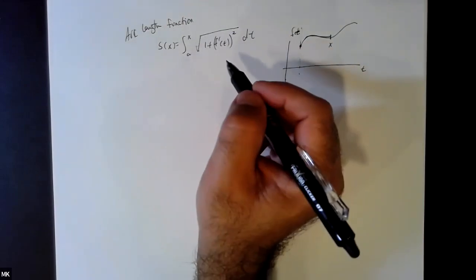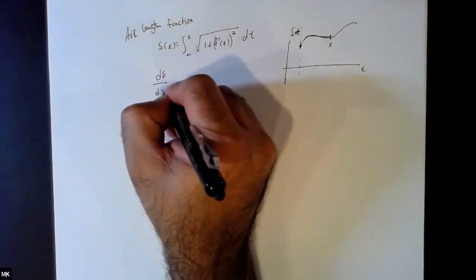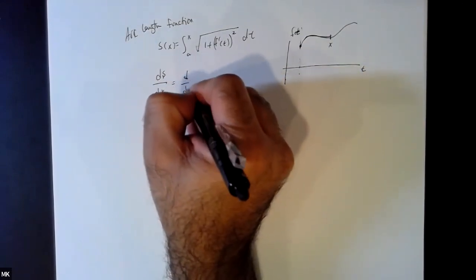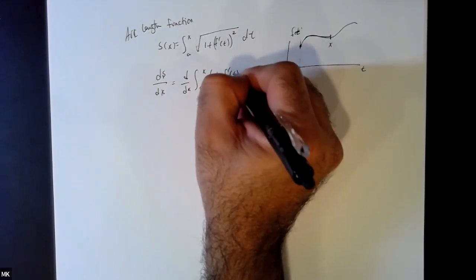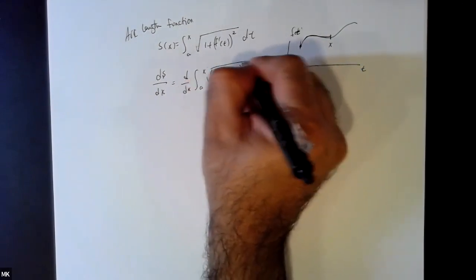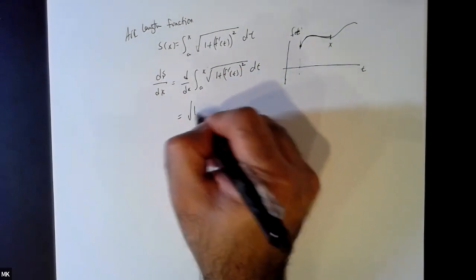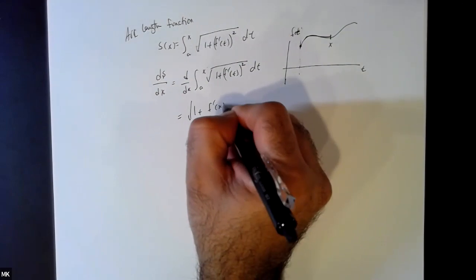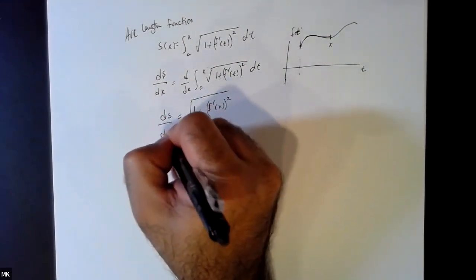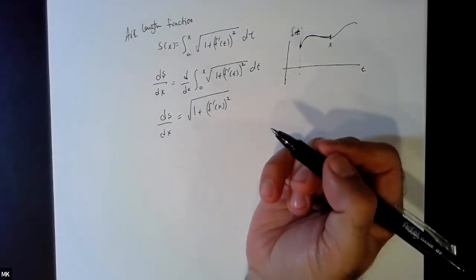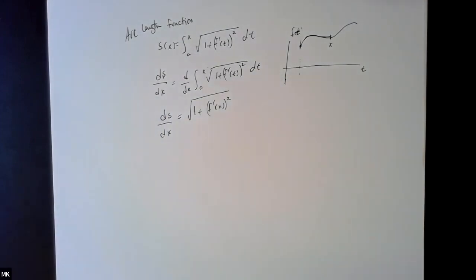Now, the important one is S prime of x. It will be d/dx of the integral from a to x of the square root of 1 plus f prime of t squared. Yeah, you get the point, right? Because this is now the fundamental theorem of calculus part 1 that we talked about. So you just get the square root of 1 plus f prime of x squared. So you have a nice derivative for your arc length function as well.